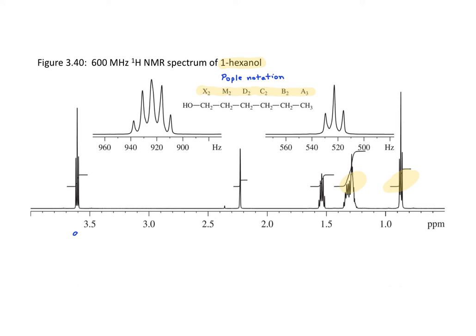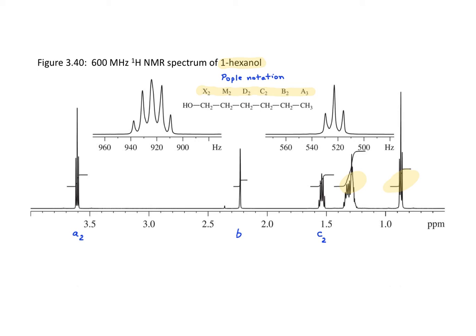So at 3.6 we have 2 hydrogens. So this is downfield. I start out with a. Then we have a 1H hydrogen that is b, 2H hydrogen, that is c, and then we see several multiplets together. That totals 6 hydrogens.